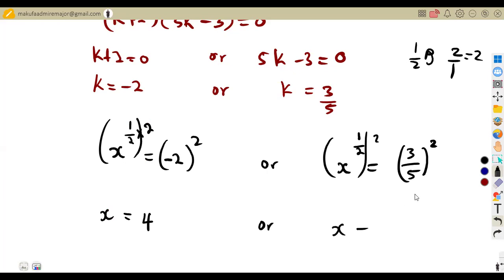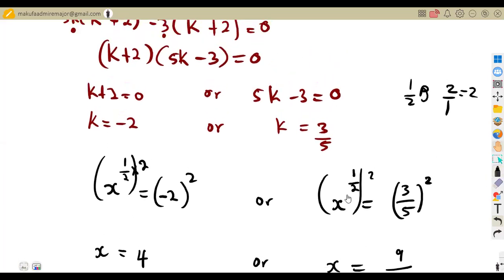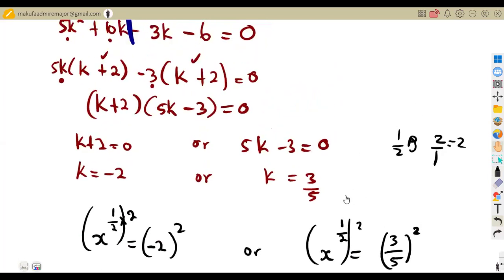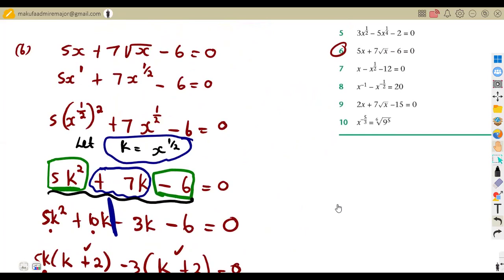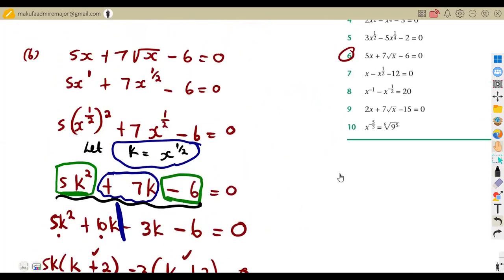Or x is going to be what? If we raise this to the exponent of 3 on to the exponent of 2 on your calculator, that is going to be 9/25. So these are the x values that we are obtaining. But like I said, everything has to be tested. Everything has to be tested on whatever you are going to obtain. We have to test these solutions and see which one is the best.